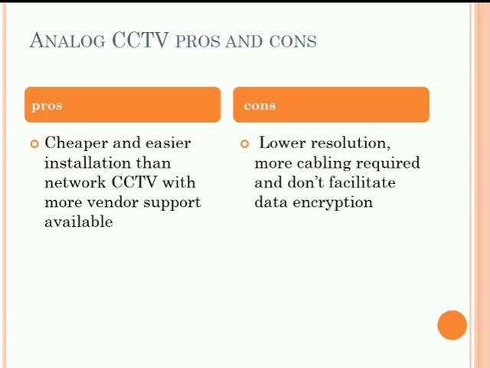Now let's see what advantages and disadvantages the analog CCTV system has. It is cheaper and easier to install than network CCTV, with more vendor support available. The disadvantages are that it has low resolution, more cabling is required, and it doesn't facilitate the data encryption that is provided in the network CCTV system.